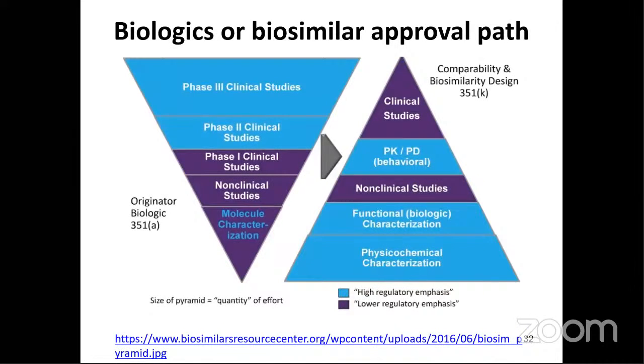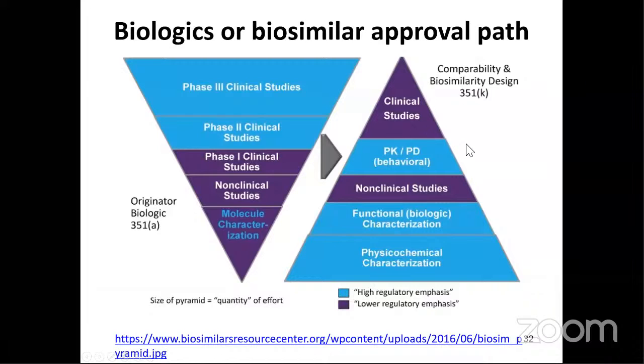And here are the principles which are used. If you look on the left side, this is basically the originator biologic 351(a) pathway, which is for the reference drug. It starts with molecular characterization, non-clinical studies, phase 1 clinical, 2 and 3, as I discussed earlier in my slides. So this is how the path goes for the original biologic 351(a) pathway.